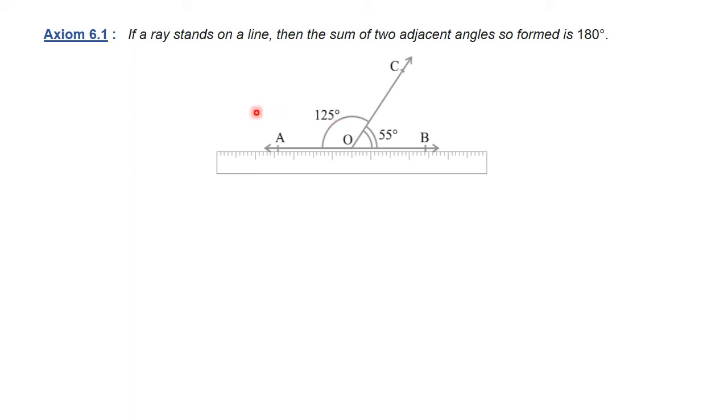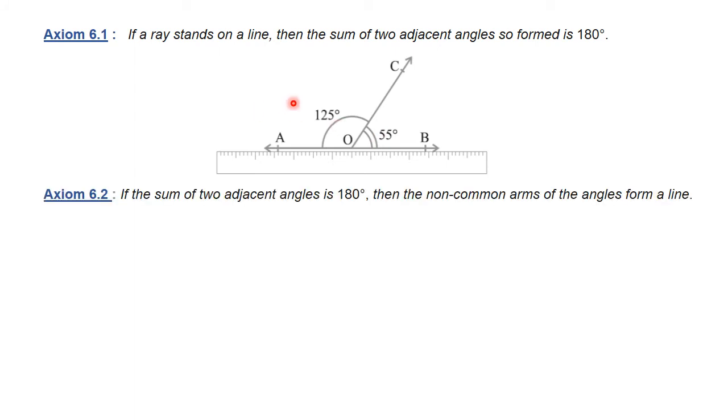Now let's see axiom 2. If the adjacent angles sum up to 180 degrees, then the line has to be a straight line. So if the sum of two adjacent angles is 180 degrees, then the non-common arms form a straight line. That is axiom 2.